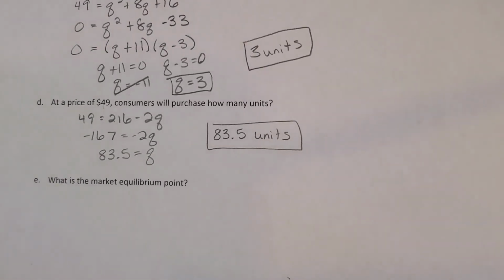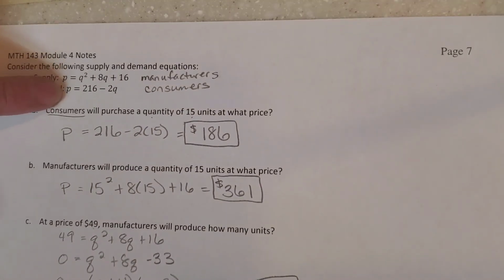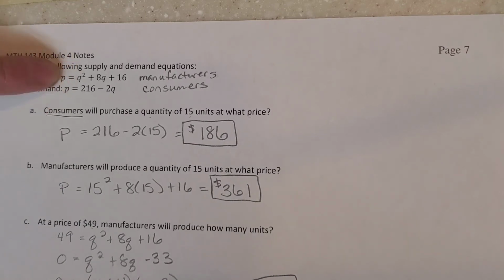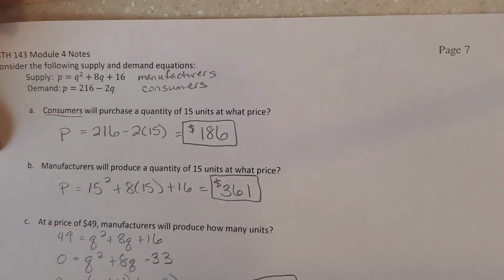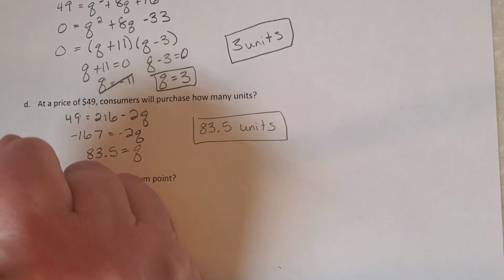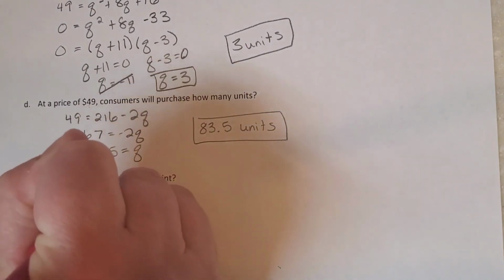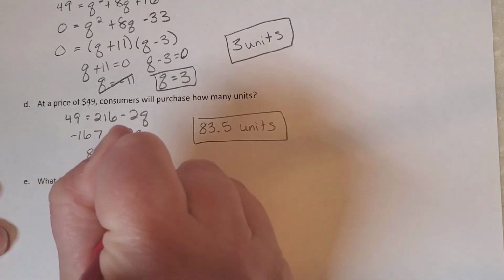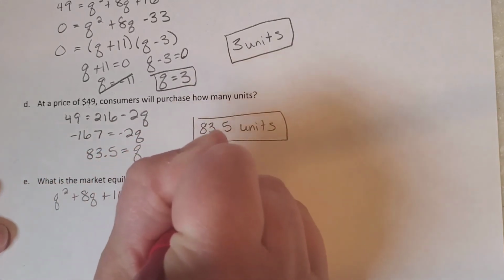All right, so Part E is asking for the market equilibrium point. Remember, the market equilibrium point is when the supply and the demand are equal for a certain price. And so since we have both of these equations set to P already, we know that if we want these prices to be the same, that would indicate these have to be the same as well. So that tells us we can just set the two equations equal to each other. And so we end up with Q squared plus 8Q plus 16 is equal to 216 minus 2Q.